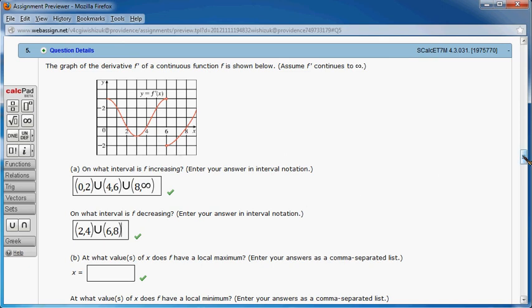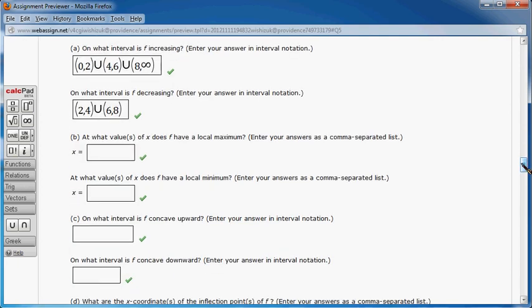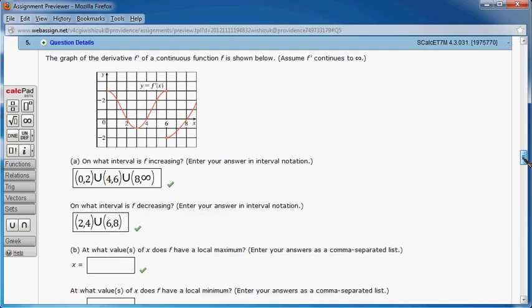And let's look at the next one, part B. At what value of x does f have a local maximum? First we have to know where the critical numbers are. You can see that the derivative is 0 at 2 and 0 at 4. The derivative is actually undefined at 6, so it makes 6 a critical number. And the derivative is 0 at 8. So 2, 4, 6, 8 are critical numbers.